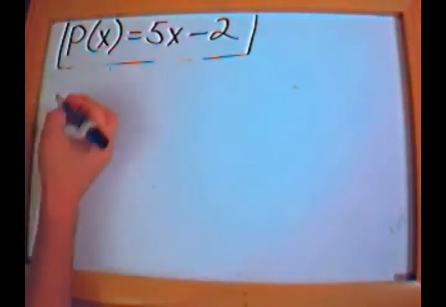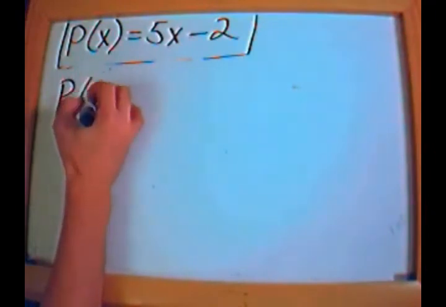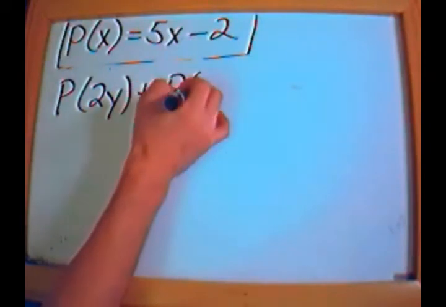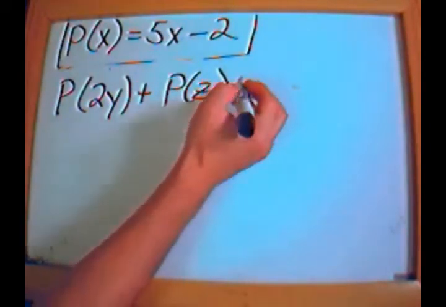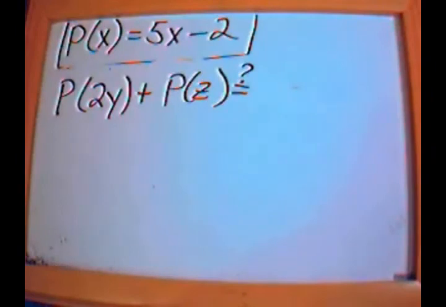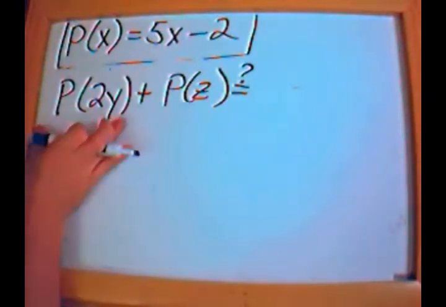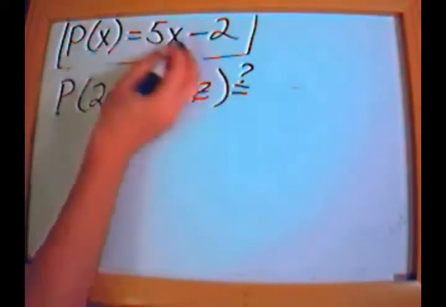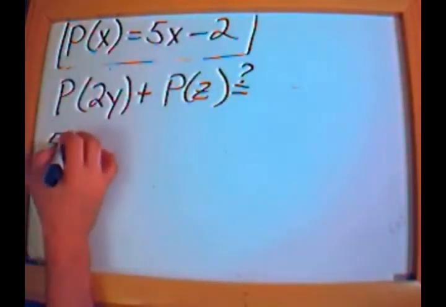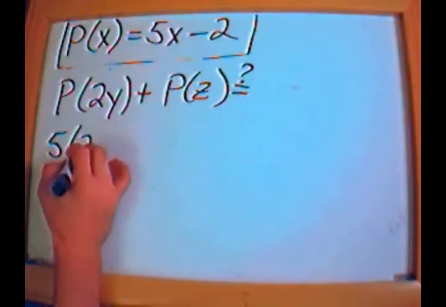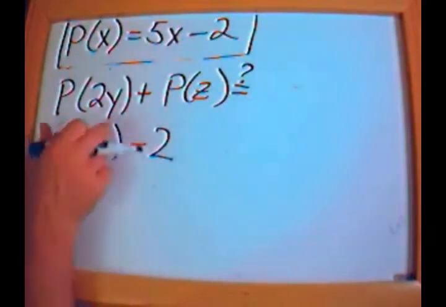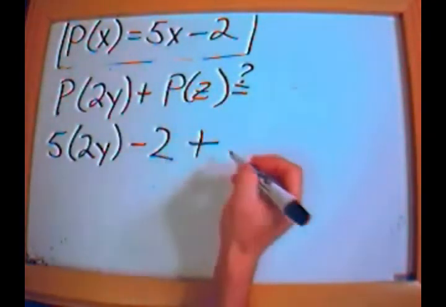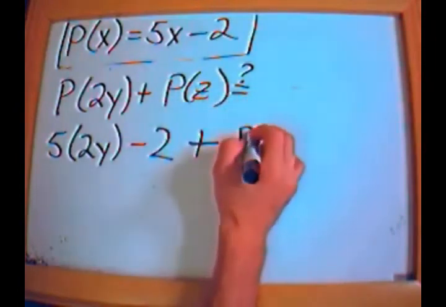Okay, the final example here in this chapter is going to be, what if I have p of 2y plus p of z? What the heck does this equal? You handle it the same way as everything else. You have a function here, you're plugging in 2y, and a function here, and you're plugging in z. And you're plugging into this function up here. So this is equal to 5 times 2y minus 2. That's this term plugged into the top. Plus, and then I've got to do this one.